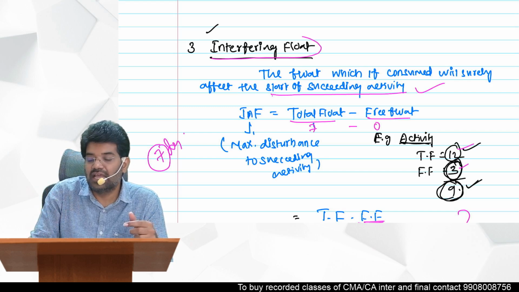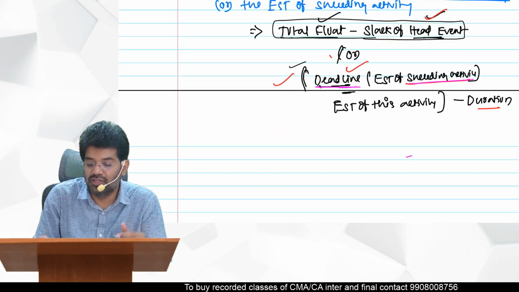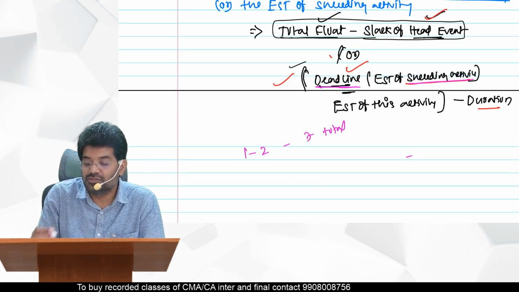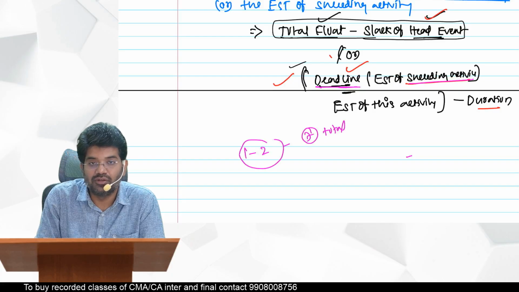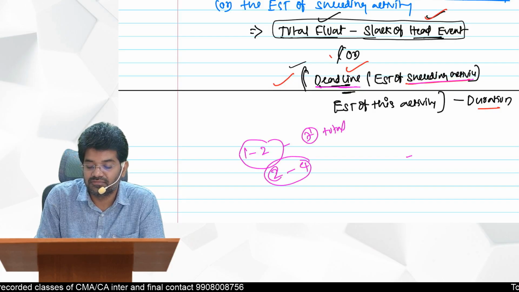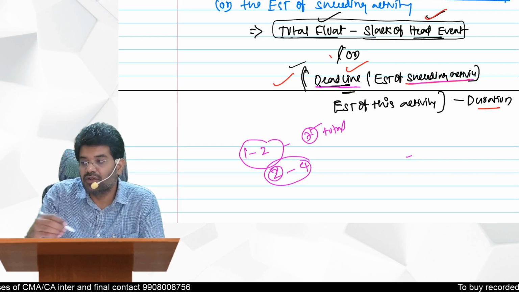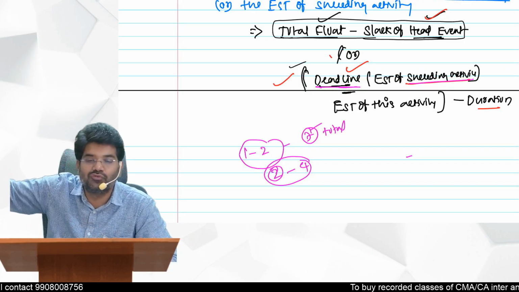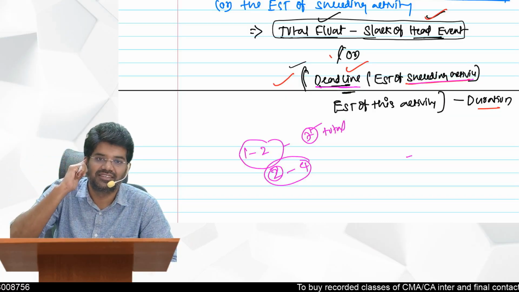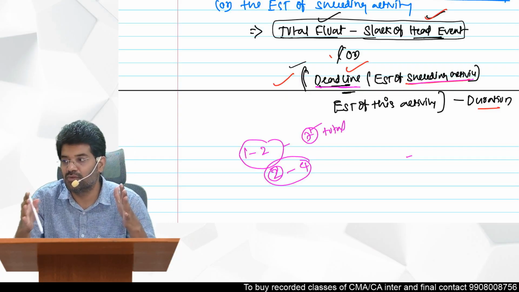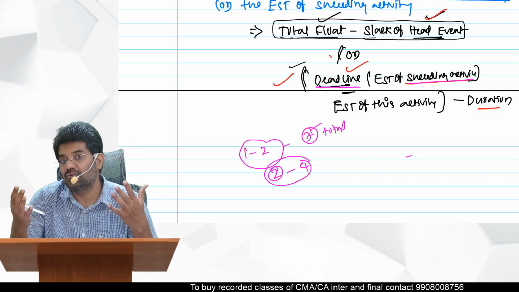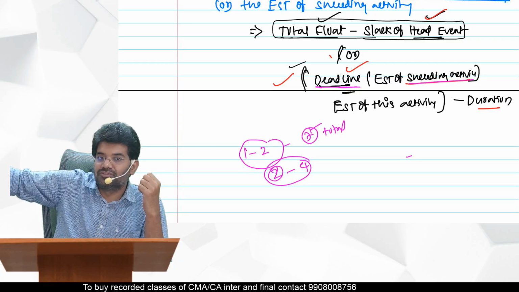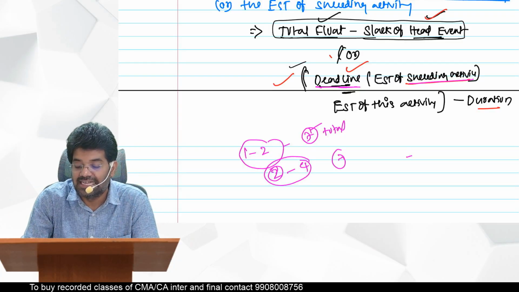So which activity had interfering float? Earlier in the diagram I told you that even though 1 to 2 had 7 days of total float, if you take extra time for 1 to 2, that will affect the 2 to 4 start time. So this 7 we can call interfering float, because if you use that 7 days, it is going to affect your 2 to 4. You had the opportunity of 7 days for 1 to 2, but if you utilize that 1 to 2 total float, it is going to affect my 2 to 4. So that 7 days we call interfering float.